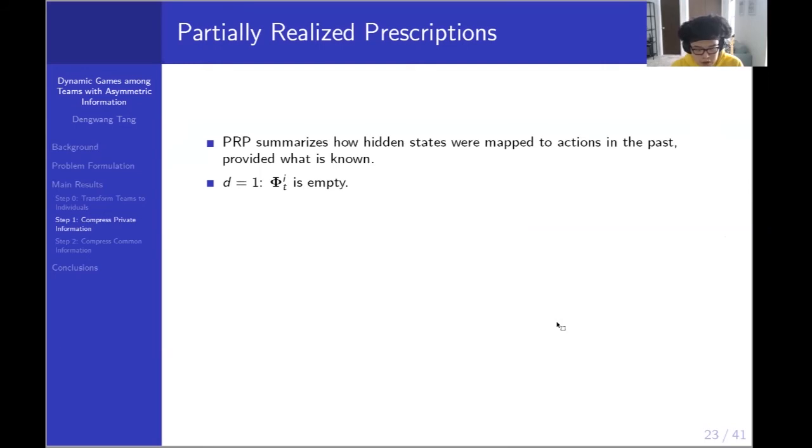When d equals 1, the delay is 1, then the PRP is empty by definition, since the coordinator knows all the past states. The coordinator knows x_{t-1}. There's nothing hidden to him.